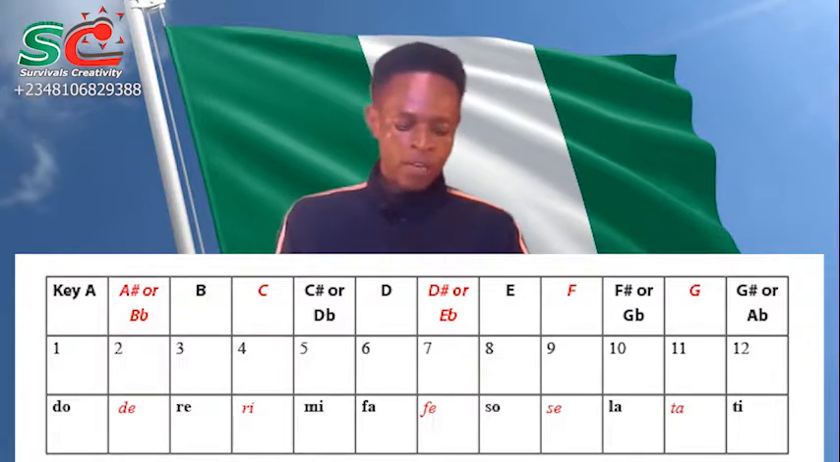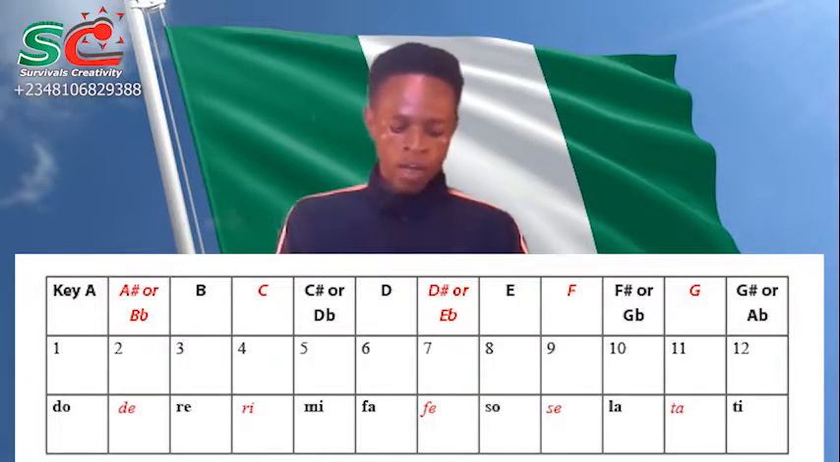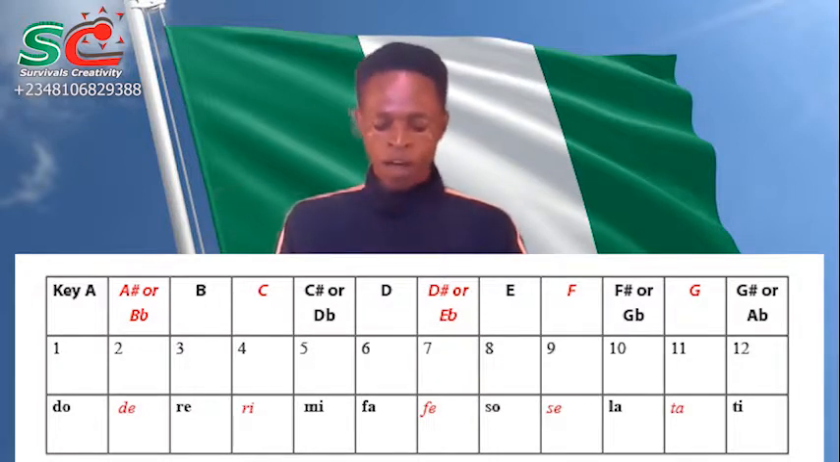So from there, you know that A is 1, so A becomes our do. B is number 3, B becomes our re. C sharp or D flat is number 5, it becomes our mi. D is number 6, it will become our fa.